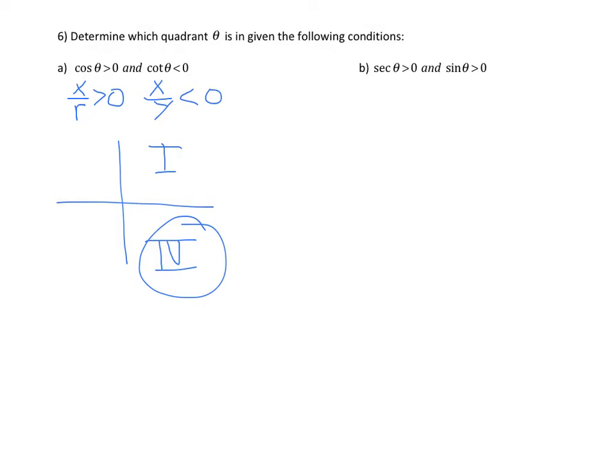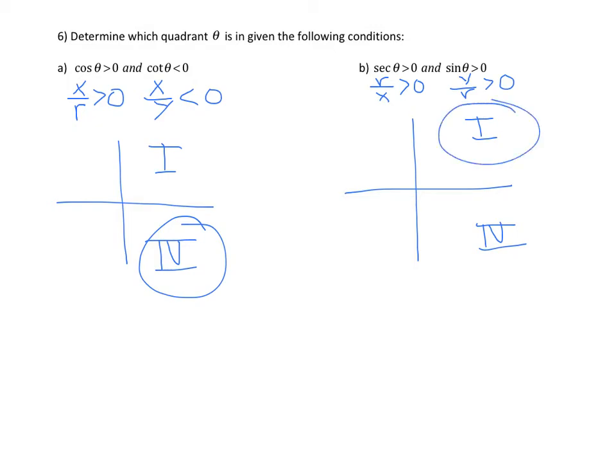Okay, in this next example, same idea. Secant is positive. Secant is r over x. R is always positive, so x must also be positive for secant to be positive. So again, we're either in quadrant 1 or quadrant 4. And this time it says sine is positive. Sine is y over r. And if it's positive, the r is always positive, so y must also be positive. If you have a positive x and a positive y, you must be in quadrant 1.